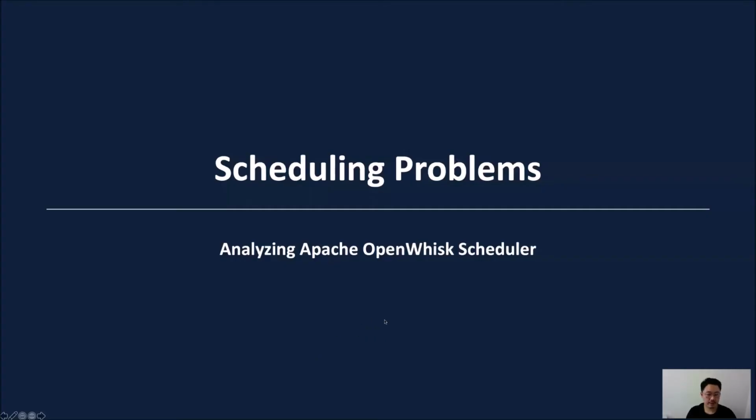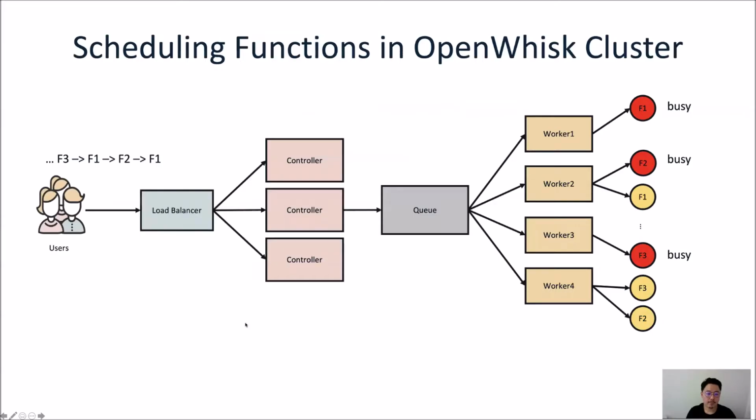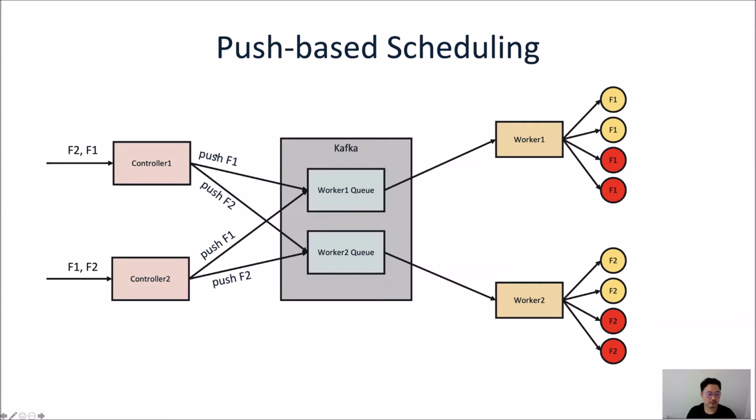So let's look into the scheduling problems by analyzing the existing FaaS scheduler. This is how OpenWhisk works. Controllers receive the function requests from users, and controllers schedule the request to the queues of each worker. So here it is important for controllers to schedule the function request to a container in the workers, and that is the scheduling. Controllers push function requests to the workers' queues.